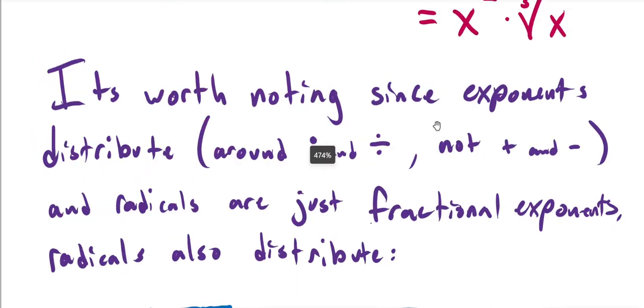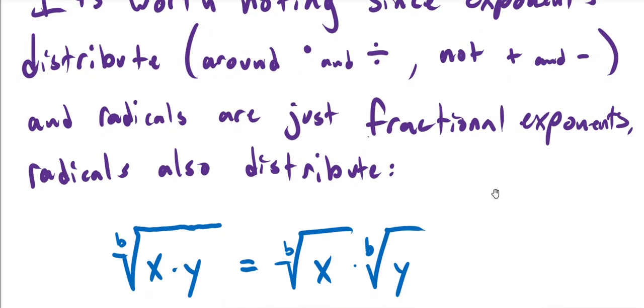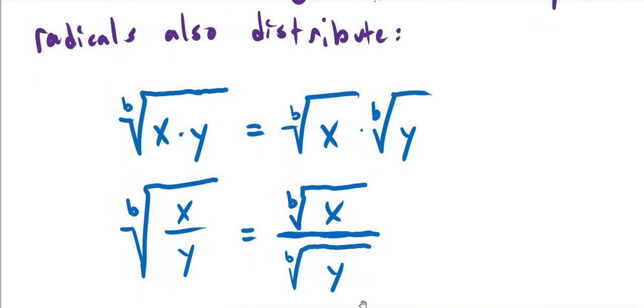Now, it's worth noting, because exponents distribute, radicals are also going to distribute, because radicals are just fractional exponents. They're just another kind of exponent. So they do all the things that exponents also do. And let's be clear, I mean distribute around multiplication and division. We talked about how exponents don't distribute around addition and subtraction, and that means that radicals won't as well, right? We can't write the square root of x plus y as the square root of x plus the square root of y. That's wrong. But we can, however, distribute it around multiplication like this, and we can distribute it around division like this.